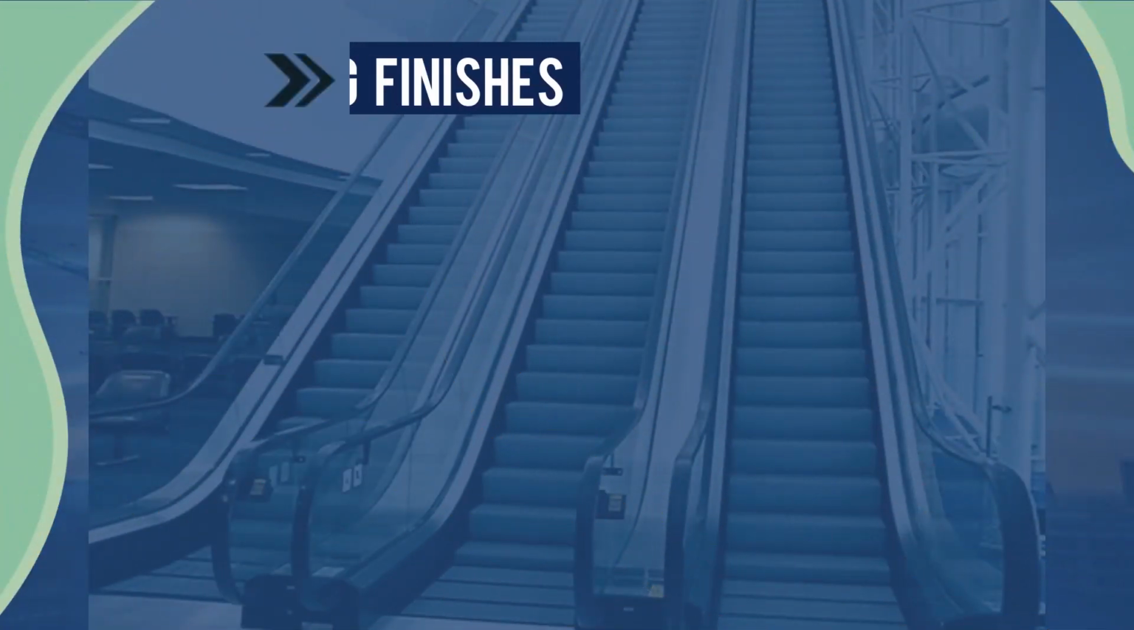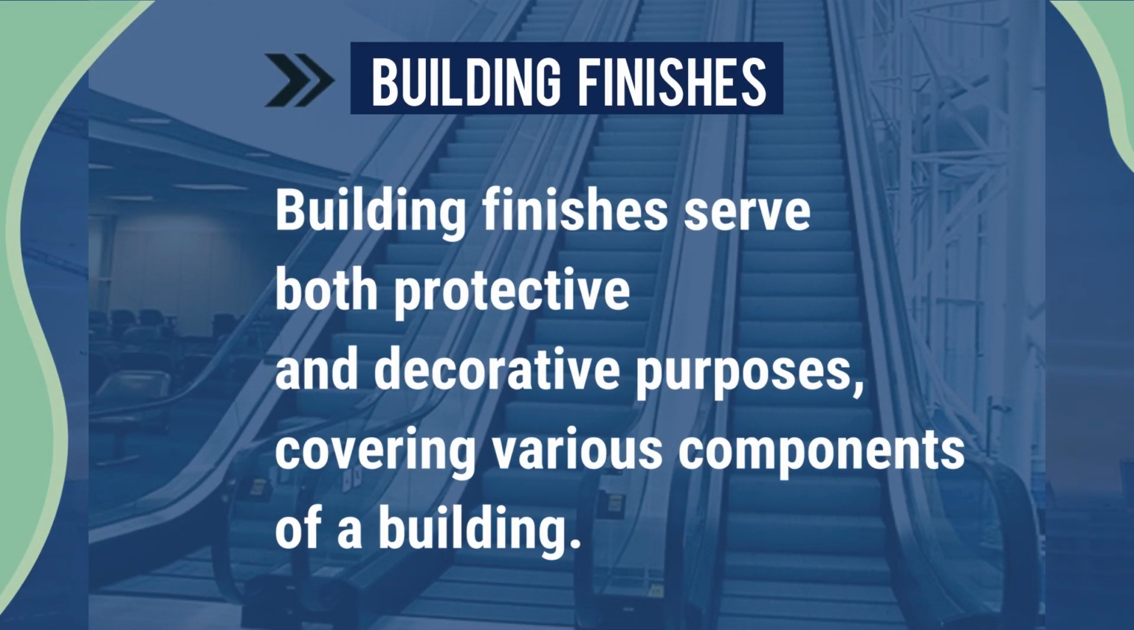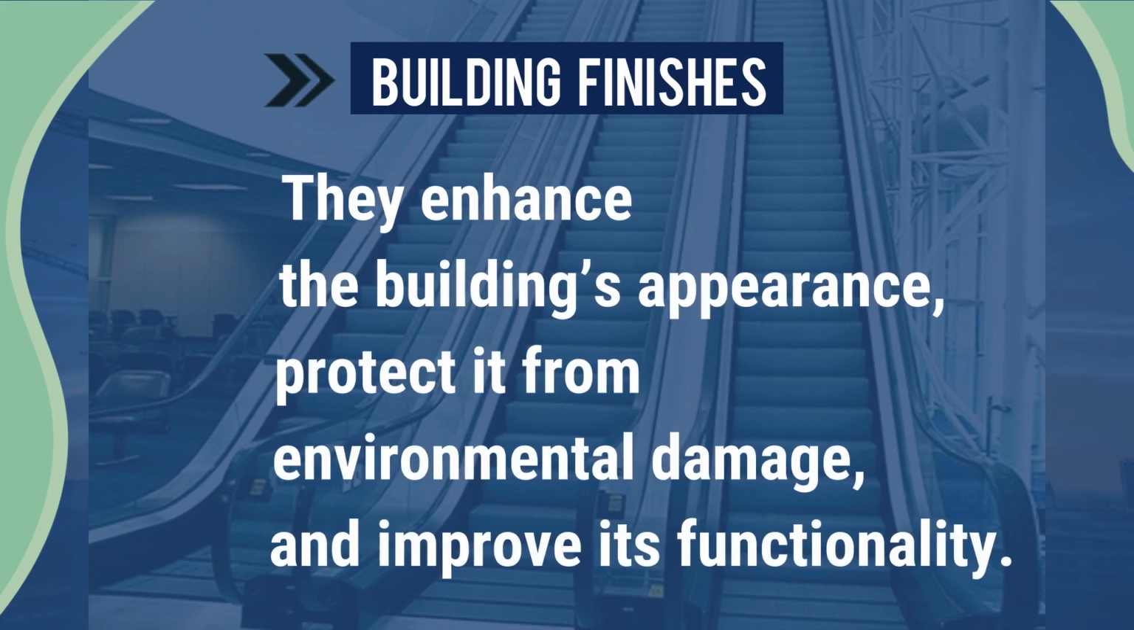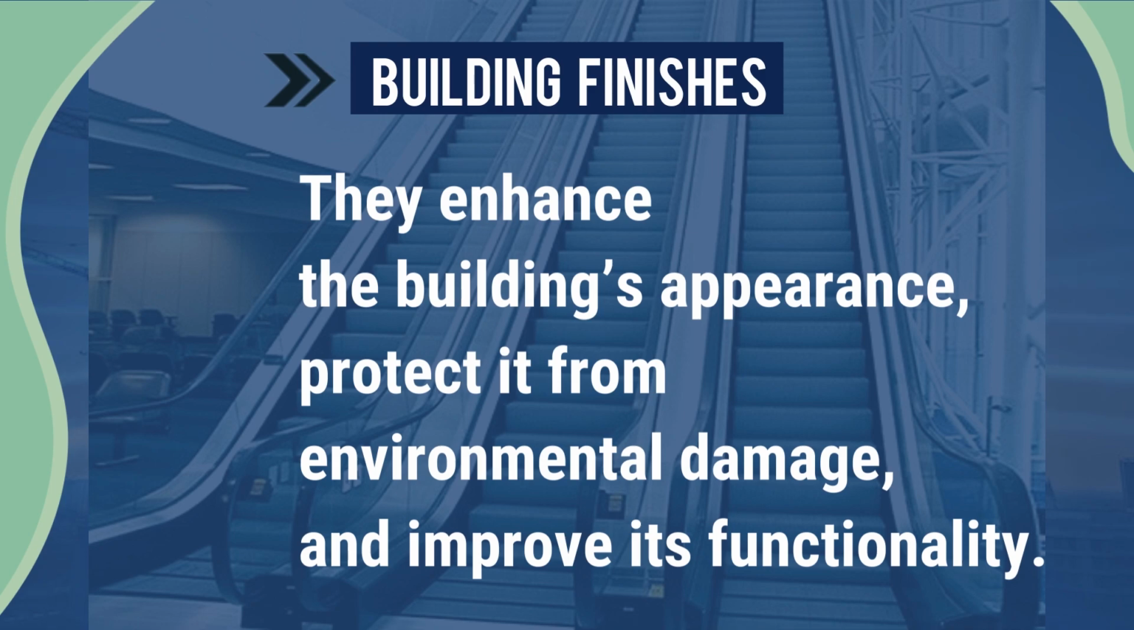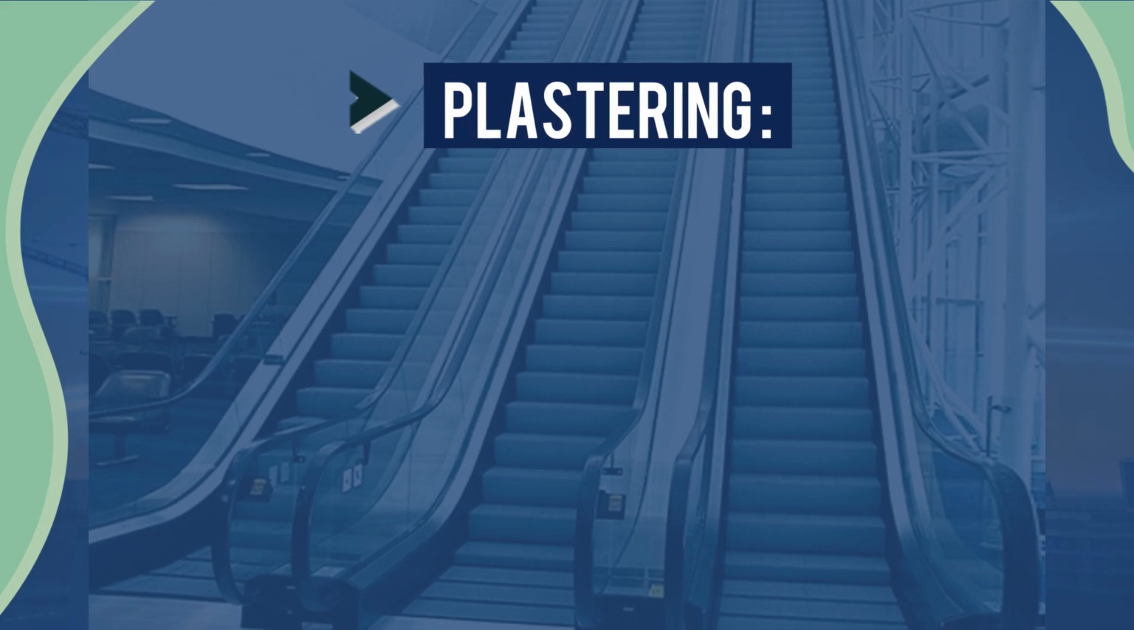Then the next is building finishes. Building finishes serve both protective and decorative purposes, covering various components of a building. They enhance the building's appearance, protect it from environmental damage and improve its functionality. First is plastering, applying a thin layer of materials like cement or lime mortar on surfaces to provide a smooth finish. Plastering protects walls from moisture and damage while enhancing their appearance.